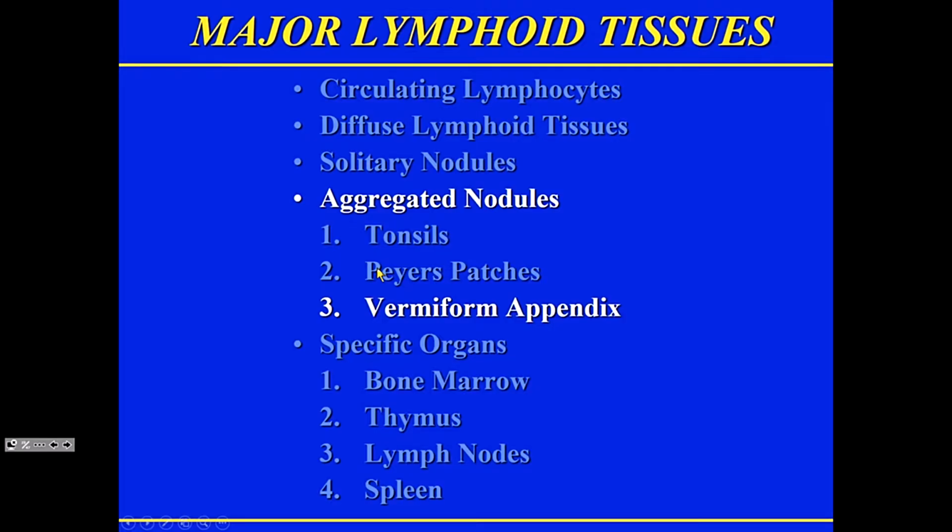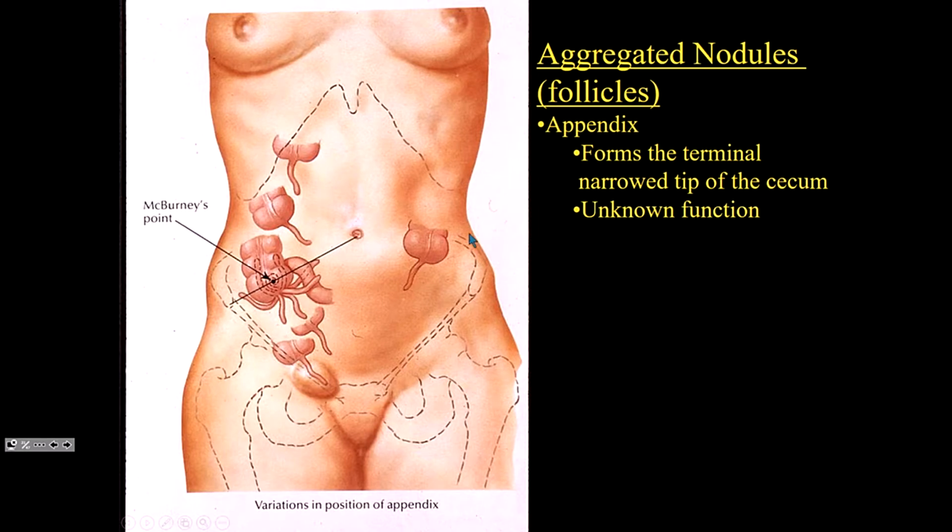And then the third type of aggregated nodule is the appendix. Okay, here's the appendix. Has anybody had their appendix removed? Did they go through the belly button or the side? The side? You want to help me? Come up here and you can be my model. You're going to help me find where your appendix was, right?